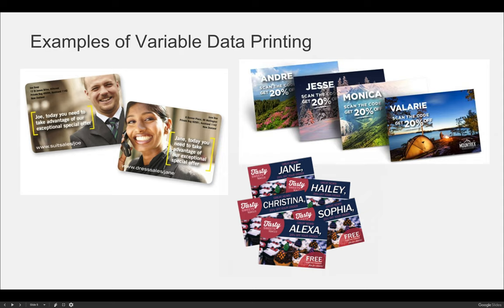In the little text around the yellow bracket, you have Joe. "Today, you need to take advantage of our exceptional special offer." And it says the same thing on the other postcard, but now it says Jane. And so they can change every aspect of this, and they can pull all of that information from a spreadsheet. So if I was sending this to somebody who wore corporate attire, the people in the photographs could be wearing corporate attire like they are right now. Or if somebody wore business casual at their office, I could change the photograph and say that person is known to work in an office that's business casual. Change the photograph so it shows a business casual example.